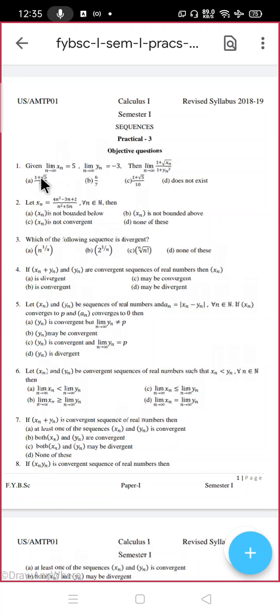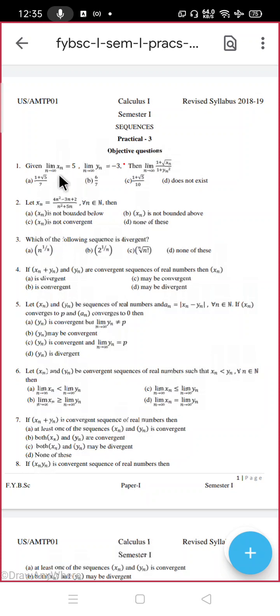Okay, there is no doubt up to 1 to 4. So I'll start directly with 5. First one, okay, what is the issue in the first one? Do you remember the algebra of convergent sequences?